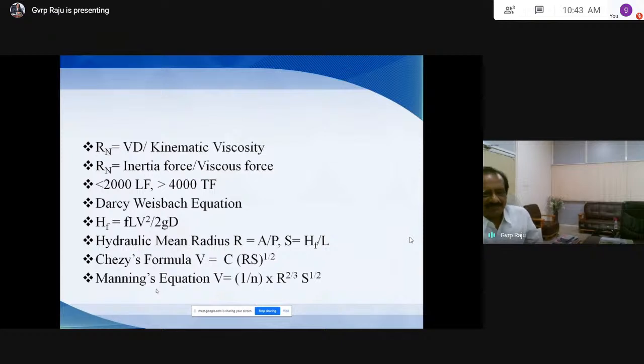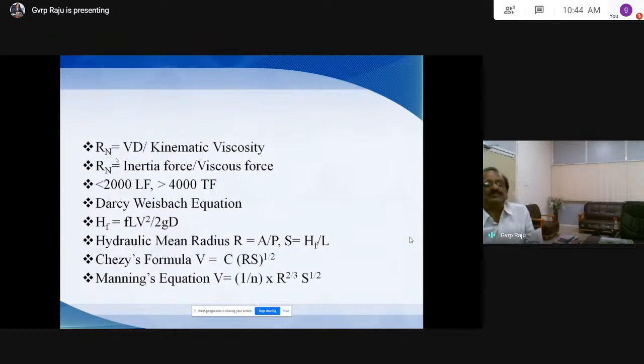Inertia force to viscous force is Reynolds number. When the Reynolds number is less than 2000, it is laminar flow. When it is greater than 4000, it is turbulent flow. If you take the viscous force as shear stress into area and inertia force as mass into acceleration, and convert to dimensional form, the final equation is Vd by kinematic viscosity.